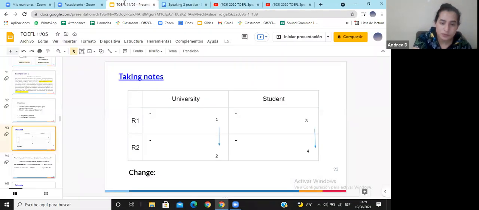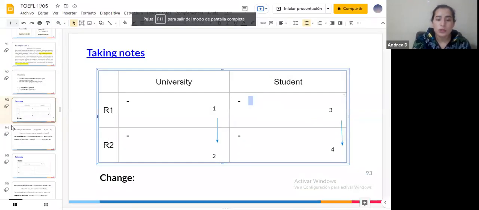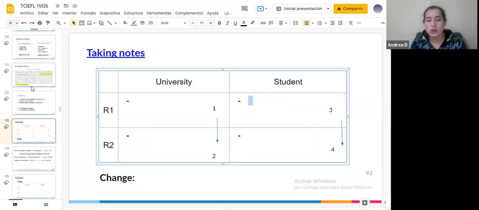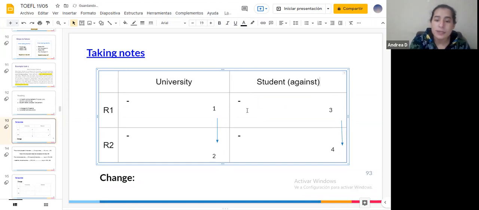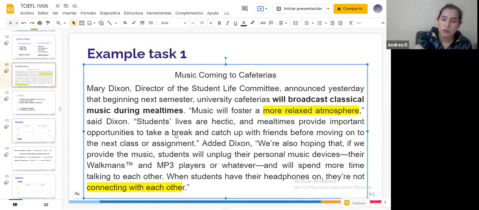Okay, so let's go back to the example and discuss what the task was about. First of all, was the student in favor of or against the change? He was against the change. Good, he was against. Now, can anybody tell me why? What was the first reason? What does the student say about creating a more relaxed atmosphere?